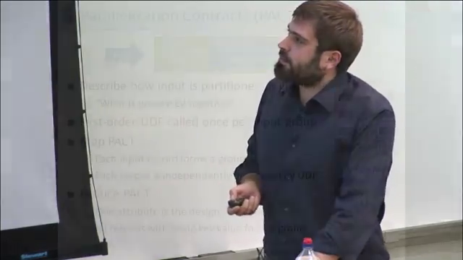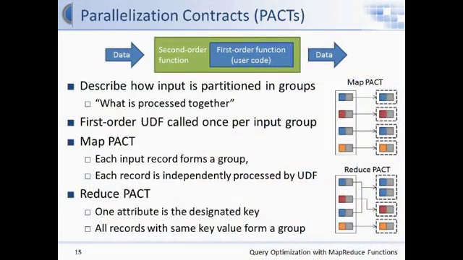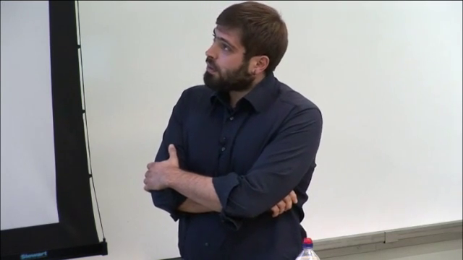Now the PACT programming model. The basic idea here is that we have a programming model where a PACT, short for parallelization contract, is essentially a first order function written by the user in Java, wrapped around a second order function signature which is provided by the system, picked from a fixed collection of second order functions. The second order function describes how the data can be grouped into independent subsets which can be processed together.